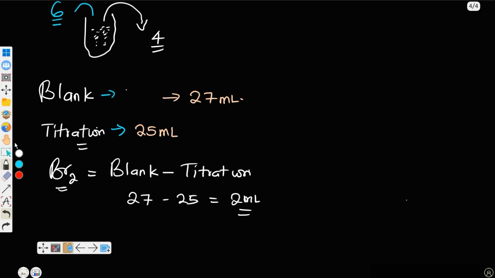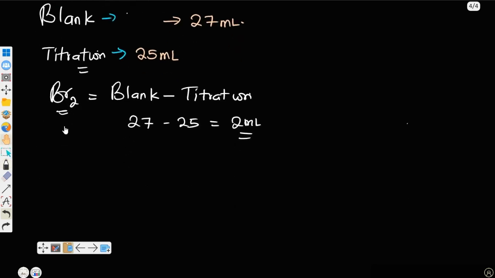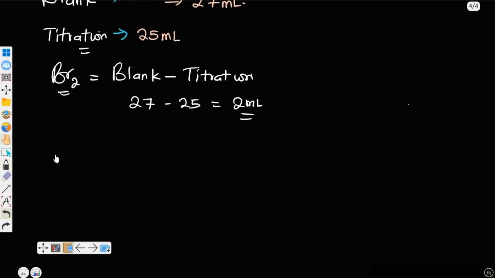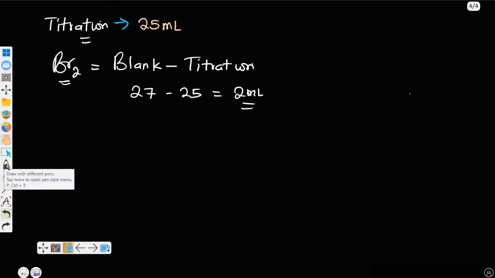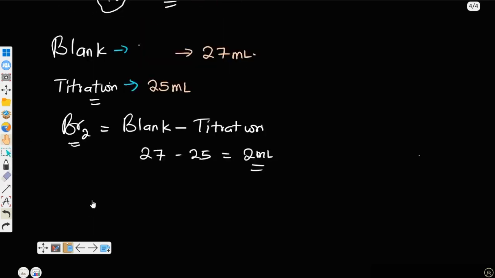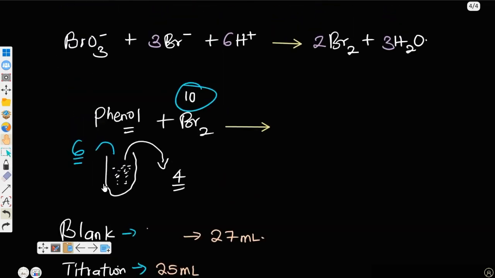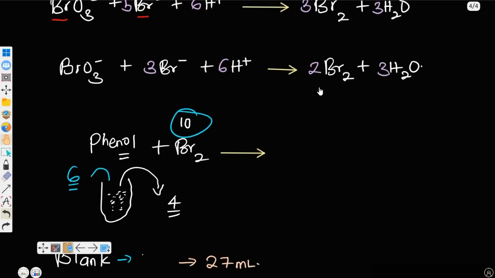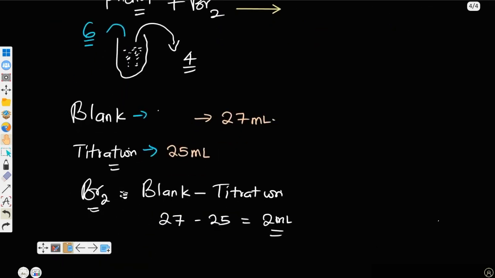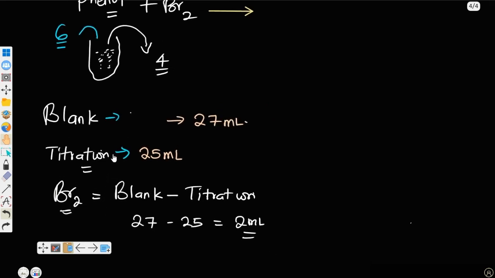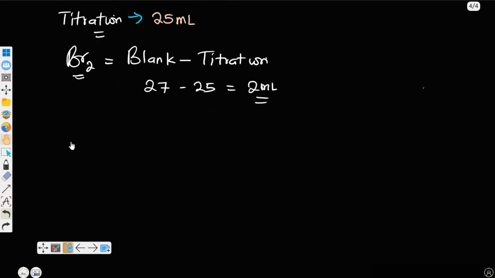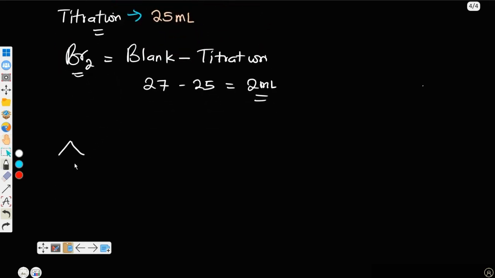Now, another thing that is making this practical intricate is the bromine. Recall that we had an equation here which actually liberated bromine, right? And then I told you that phenol reacts with bromine. But the bromine is in excess.